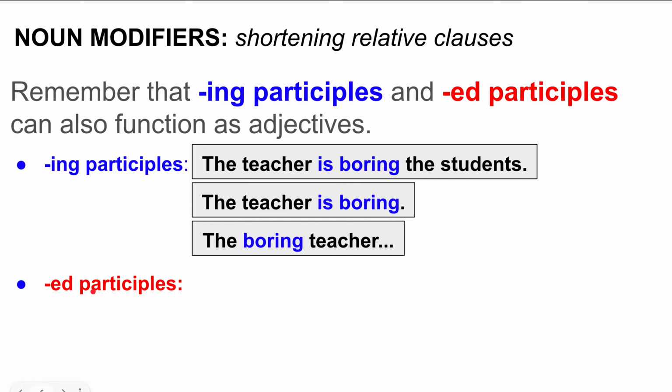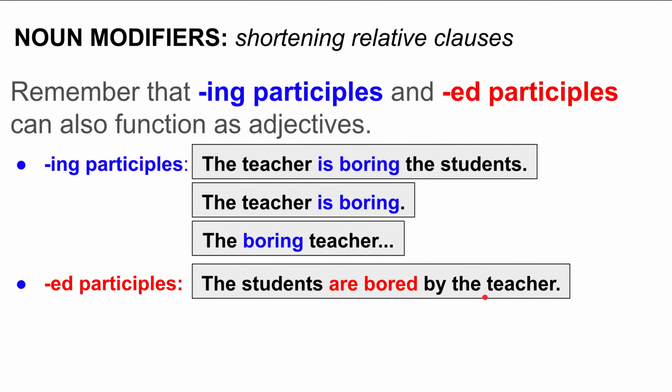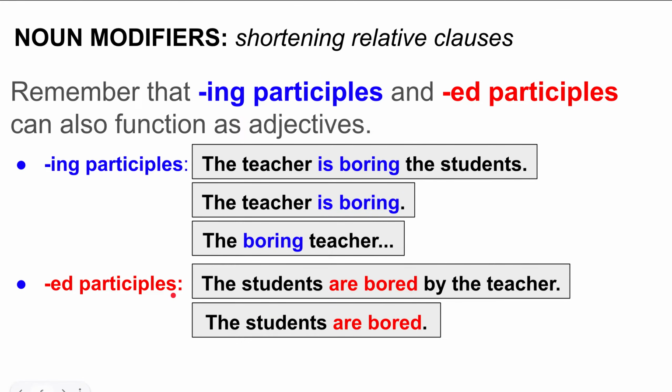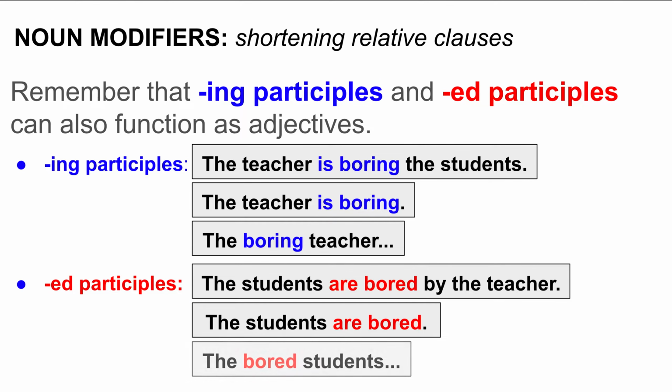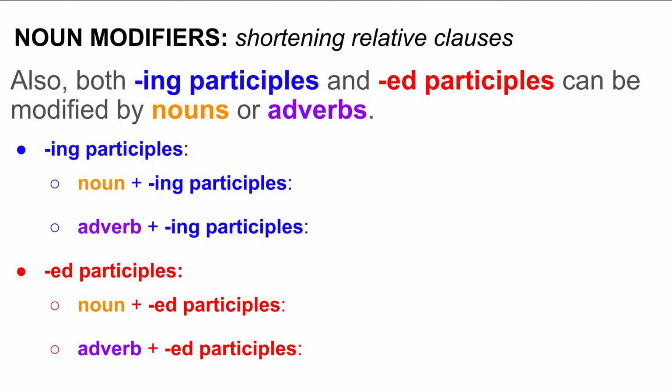Let's look at ed participles. The students are bored by the teacher. Here it's being used as a passive voice. Let's see how it works as an adjective. The students are bored. There it's being used as an adjective. And of course, because bored is an ed participle, we can put it before the noun. So the bored students.